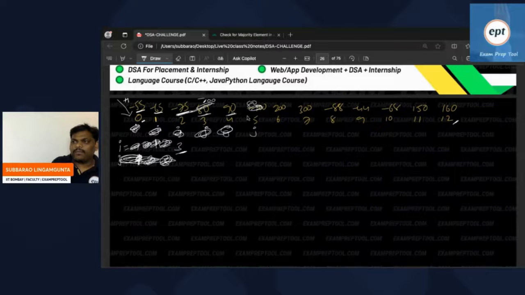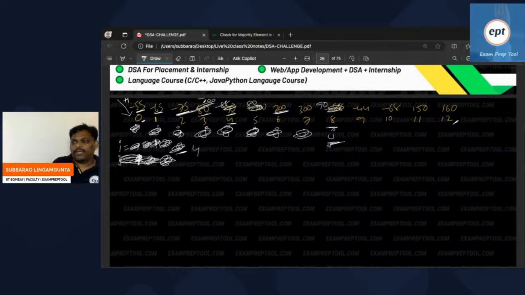After swapping is over, as usual, j will go. Are you positive? Yes, no problem. Are you positive? No, stop it. Whenever you stop, I will increment by one and swap A of i, A of j. So it became minus 88, it became 90.